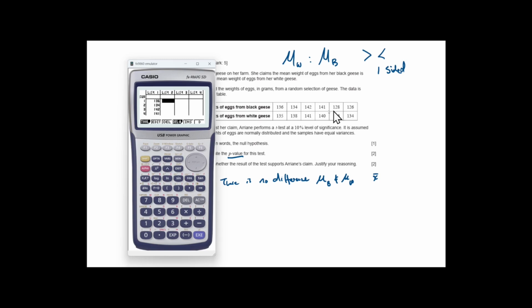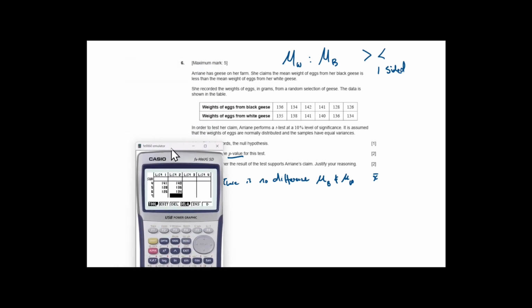6 eggs is not really a big sample. So 135, 138, 141, 140, 136, 134, and that's the most gruesome bit done.